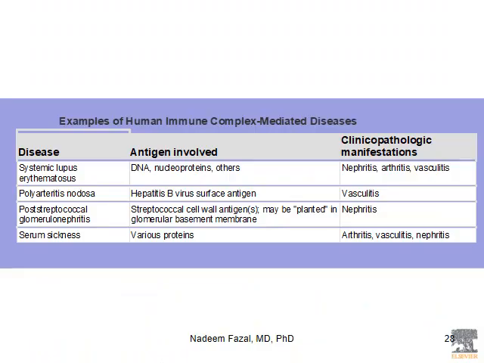If you want to look at the immune complex-mediated diseases, SLE is common, polyarteritis nodosa, post-streptococcal glomerulonephritis, because this is something that I will also discuss again. Remember when I said that when you have a streptococcal infection, your body makes antibodies to fight those bacteria, and these antibodies will also attach to many different places. One of the places is the kidneys.